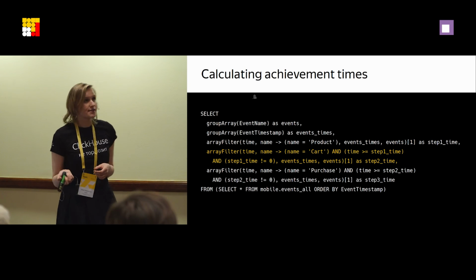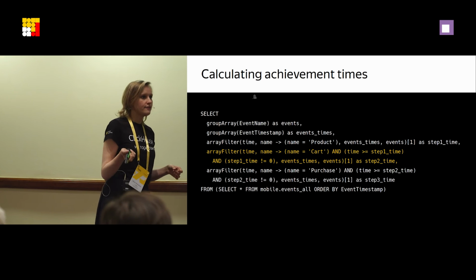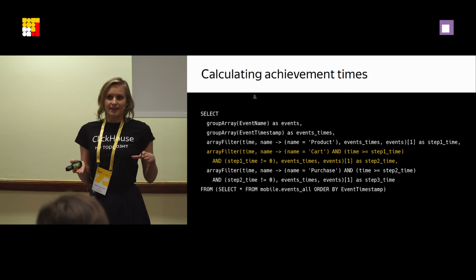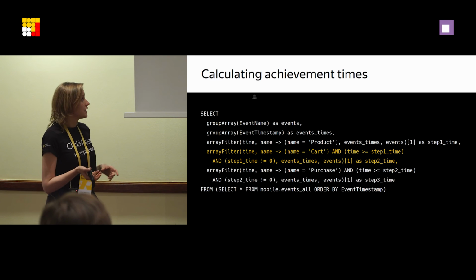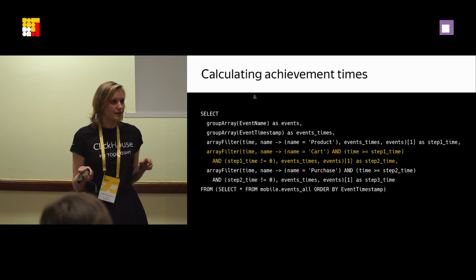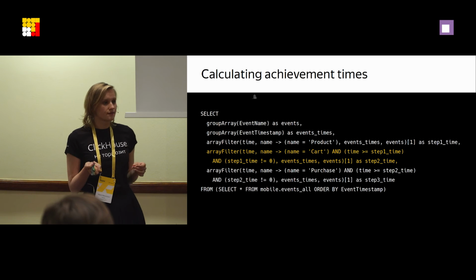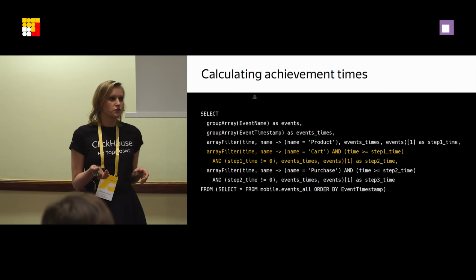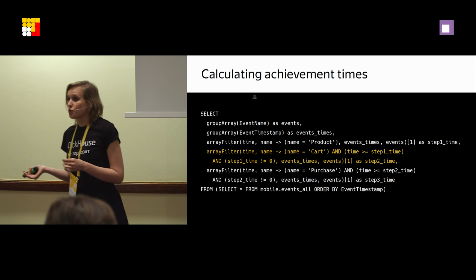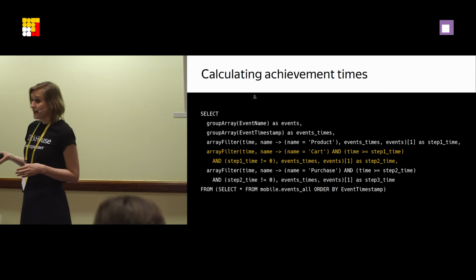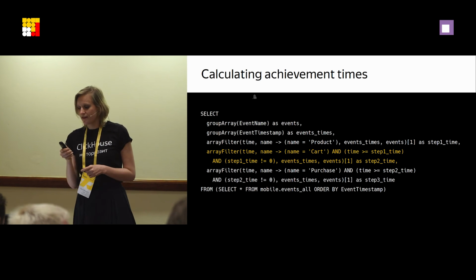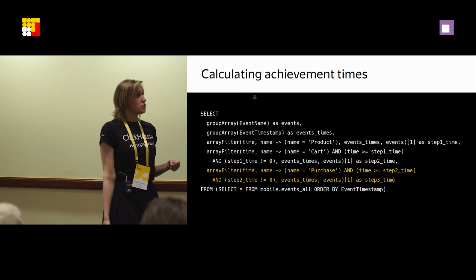So now let's proceed to the second time. Here we have a little bit more conditions. First of all, we need to get only events with the name equal to cart. Then we need the time to be greater or equal to the first step time. And the last condition is that step time 1 shouldn't be equal to 0, because if it equals 0, that means the first step wasn't achieved by this user. And again, we take the very first time when step 2 was achieved, and we move to the third step.